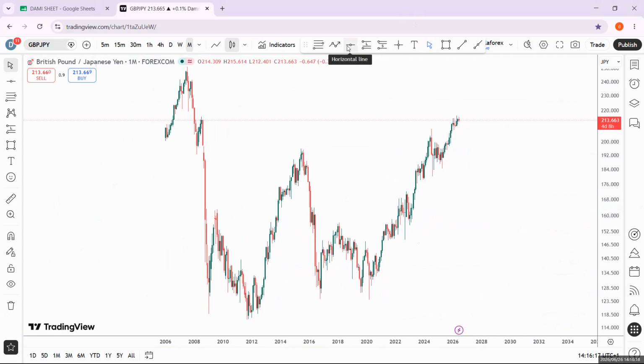Okay, so now what are we going to do? We are going to start out by reading the structures on the monthly time frame. We can see in real time this is where price is at, right? Then we want to read the structures that took price to that point. What are the structures? Are they bullish or bearish structures?